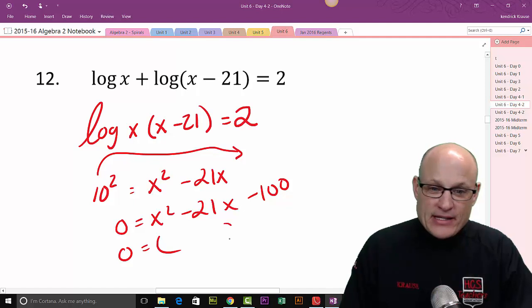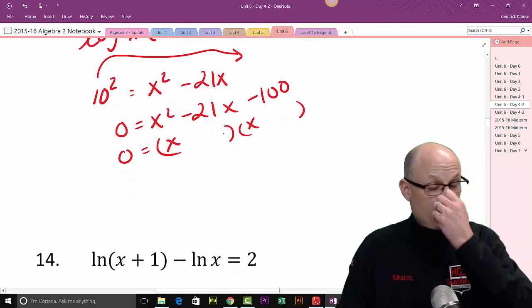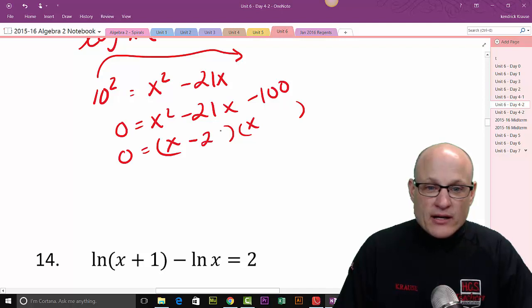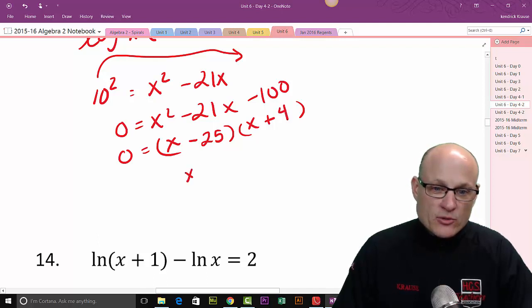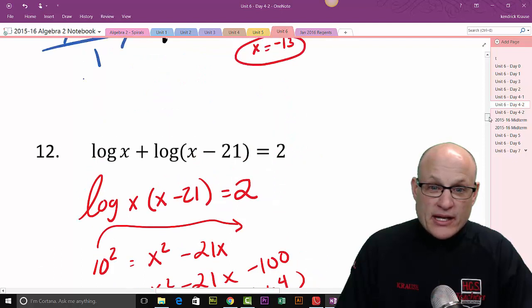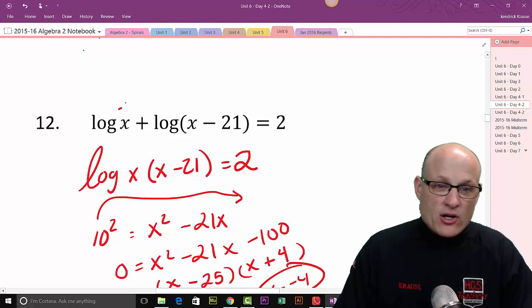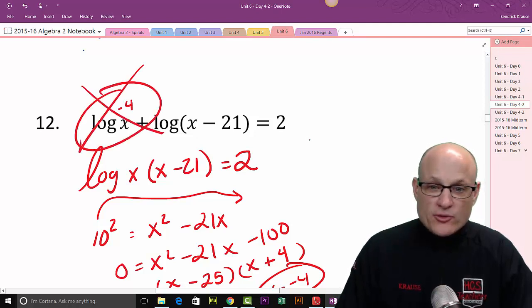Factoring here is not bad, although some of you might struggle with it. X and x. What multiplies to negative 100 that adds up to negative 21? That would be negative 25 and positive 4. This gives me x equals 25 and x equals negative 4. If anything is going to fail, it's probably going to be that negative. Let's check. Yep, because I can't take the log of negative 4. So my only answer here is, in fact, 25.